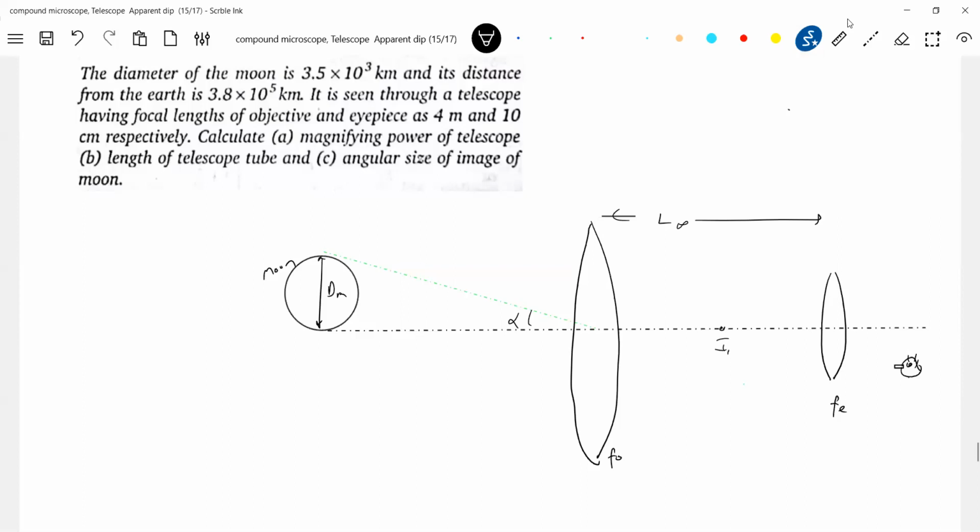We know F naught and Fe. First, the magnifying power of the telescope. What is the magnifying power? F naught by Fe only, as we always do in normal adjustment. So we know F naught and Fe, we'll get M infinity. Then the length of the tube is F naught plus Fe. What is the basic definition? M infinity is beta by alpha, no? Can we calculate alpha? We know the diameter and we know this distance.